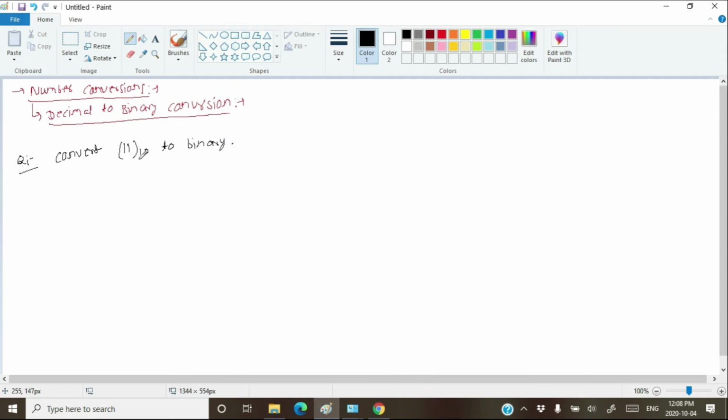Convert 11 in decimal to binary. Writing 10 in the subscript confirms that the 11 is written as decimal. Otherwise, if I write 2 here, then this quantity will become 3 in number. But since I am writing 10 here, this quantity is 11 in number. So let's convert 11 into binary by using the repeated division method.